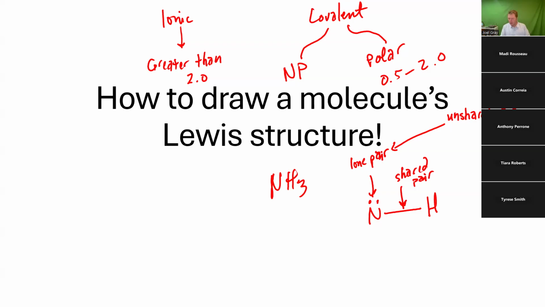Could everyone give me a forward slash in the chat if you understand what an unshared pair versus a shared pair of electrons means?